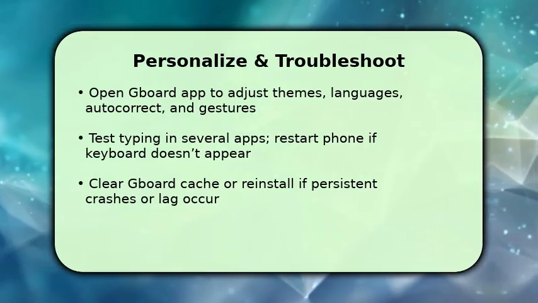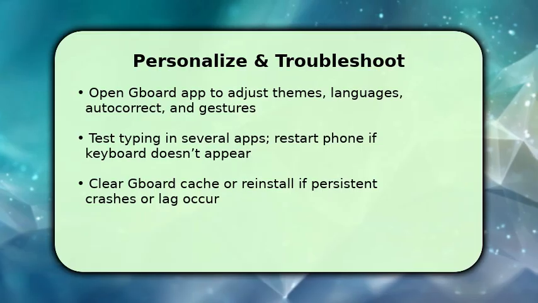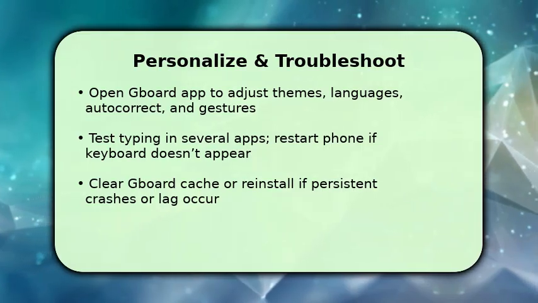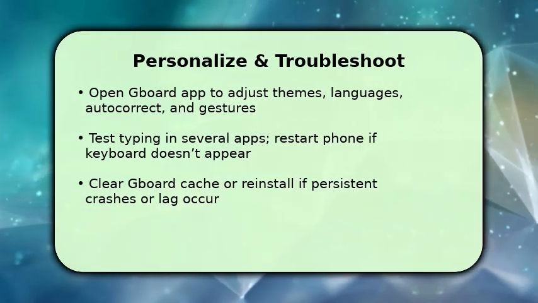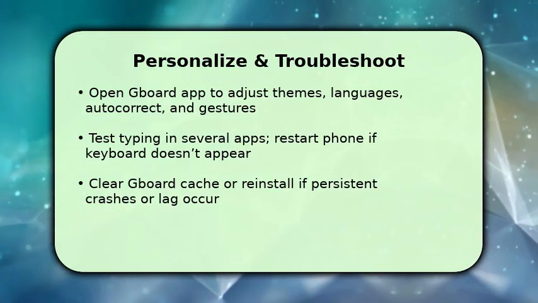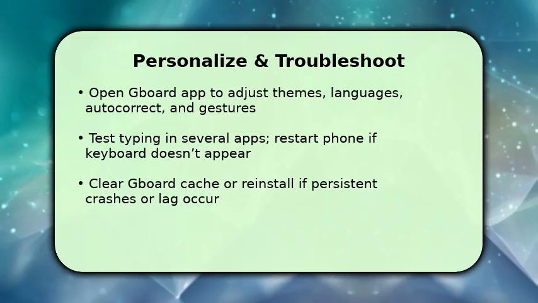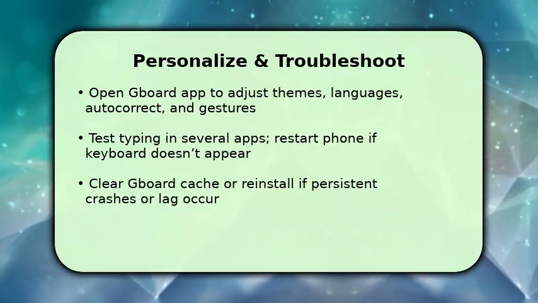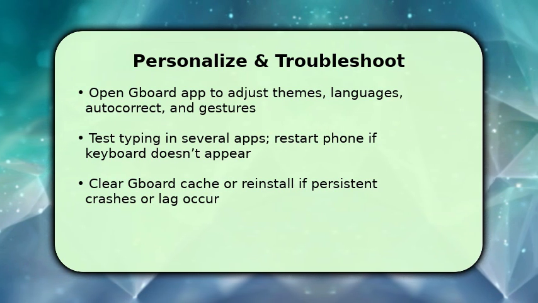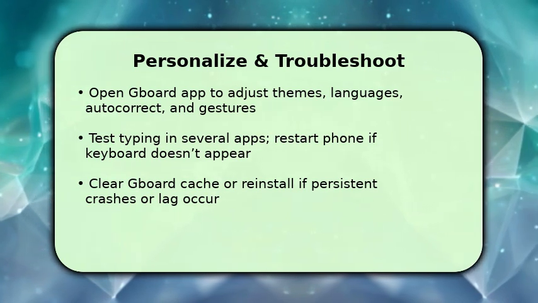Test typing in Messages and a browser. If the keyboard doesn't appear, make sure Gboard is still set as default and then restart your phone. If it still fails, clear the app cache or uninstall and reinstall Gboard to fix corrupted files. These steps resolve most issues because they refresh app data and reinitialize permissions and input handlers.